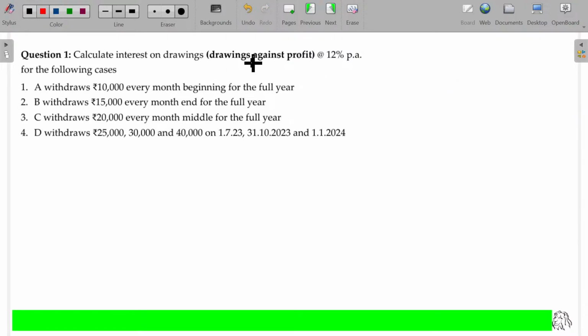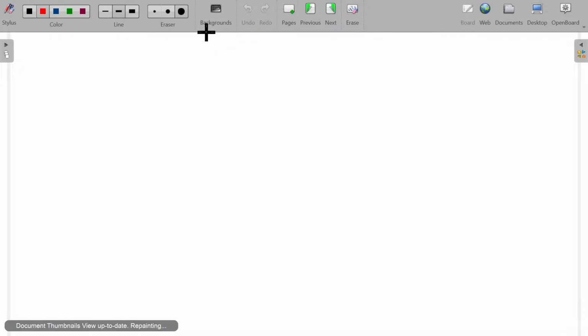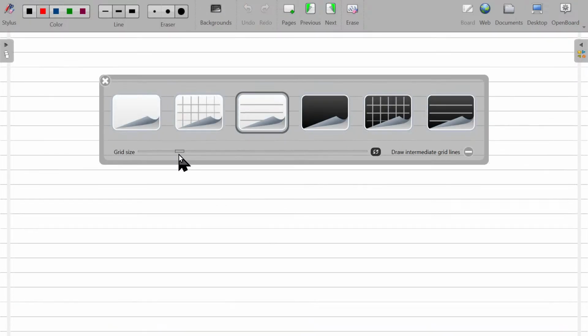Calculate interest on drawings against profit, where the interest on drawings is 12%. A withdraws 10,000 every month beginning for the full year. Every month beginning. Is that okay? Now see.